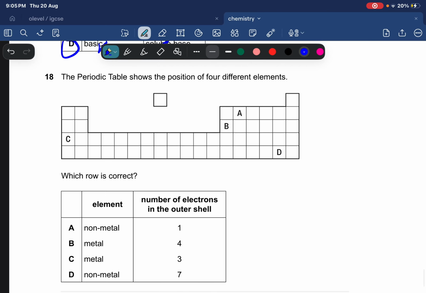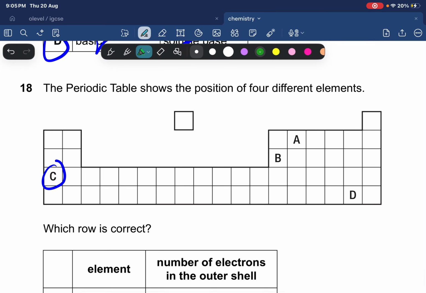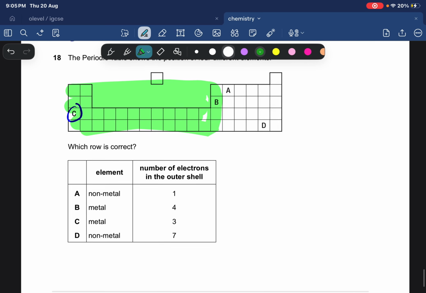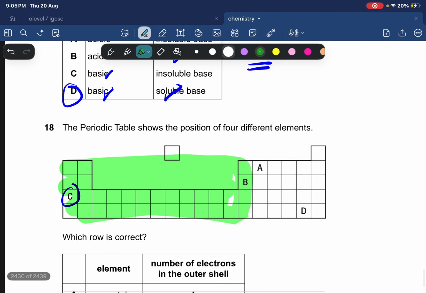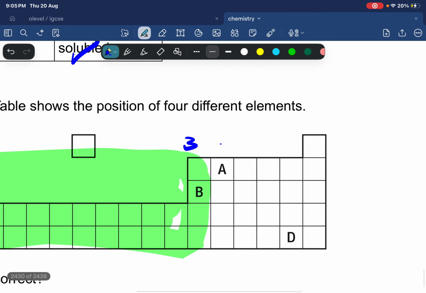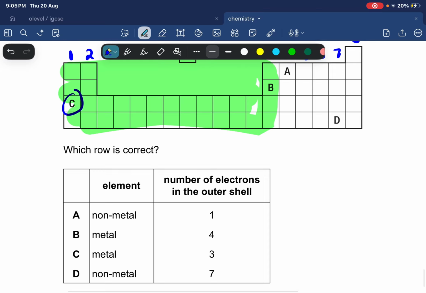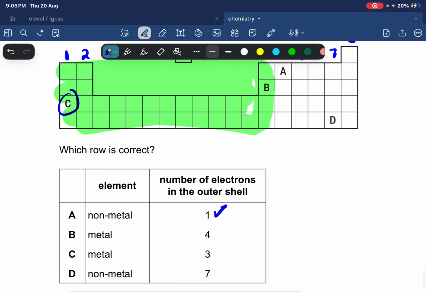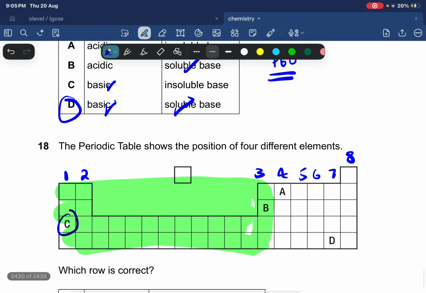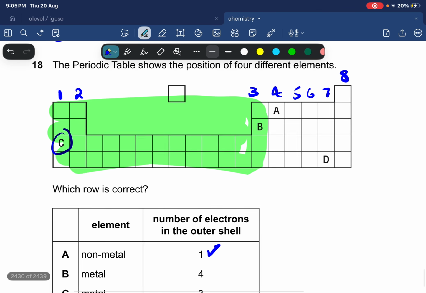The periodic table shows the position of 4 different elements. Which row is correct? This is definitely going to be a metal. You know, these 3 rows, like this entire part, I think that's for metals. So element, number of electrons in the outer shell, that is the group number, group 1, group 2, 3, 4, 5, 6, 7, 8. Number of electrons in the outer shell, 1. A second, the periodic table shows which row is correct. So why is there ABCD over here?